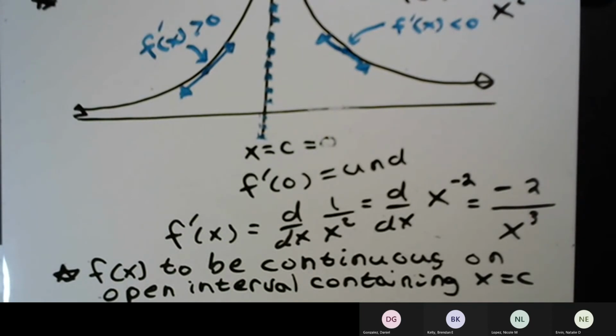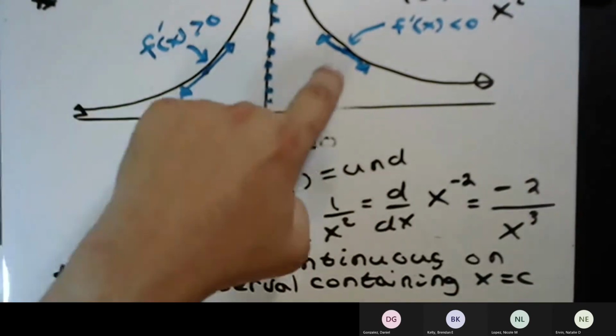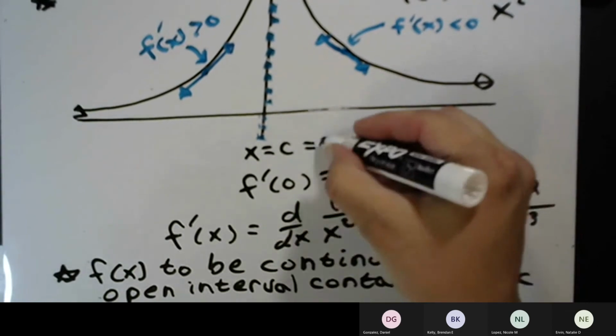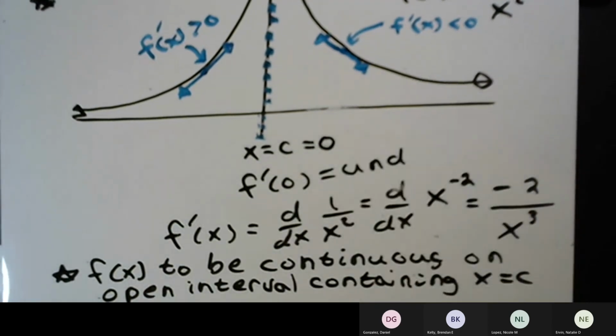So if you jump into this, you want to make sure that you meet your prerequisite, that f of x is continuous and differentiable on an open interval containing our x equals c. So just to put that out there. All right, so any questions about that?